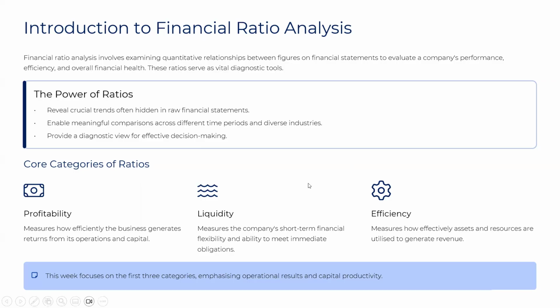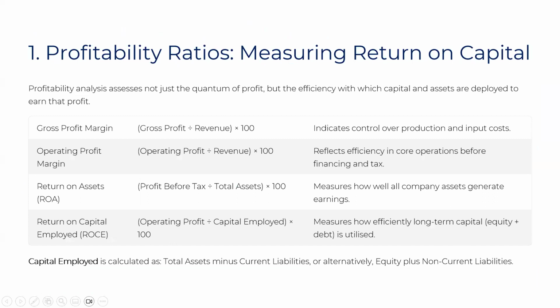So let's look at each of the ratios one after the other. Let's start with the profitability ratios. For profitability ratios, as I've said, you are measuring the profit of the business. Profit has to do with income minus expense. The profitability analysis assesses not just the quantum of the profit, but the efficiency with which capital and assets are deployed to earn that profit. So we have different types of profitability ratios.